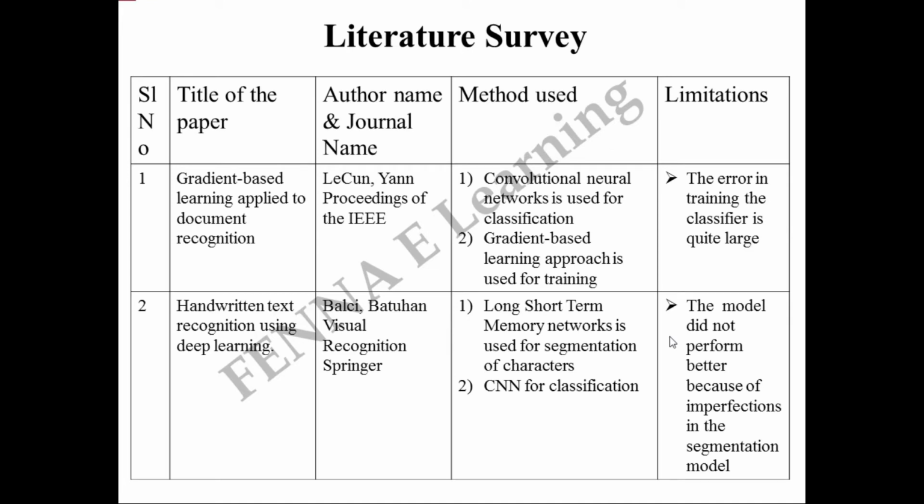Literature survey. In the first paper, convolutional neural network is used for handwriting classification. Gradient based learning approaches is used for training the convolutional neural network. The limitation of this work is the error in training the classifiers is quite large. In the second paper, long short-term memory networks is used for segmentation of characters. CNN is used for classification. The major limitation of this work is the model did not perform better because of imperfections in the segmentation model.